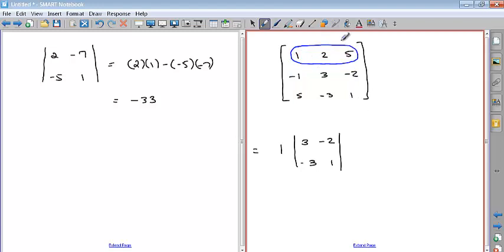Okay, so then you go to the next one, which is 2. The next number, and again you cross out the row and the column. That leaves these 4. So you get negative 1, negative 2, 5, 1. Now I've left off the sign because there's a sign associated with this, either plus or minus times that coefficient. But I'll explain in a second.